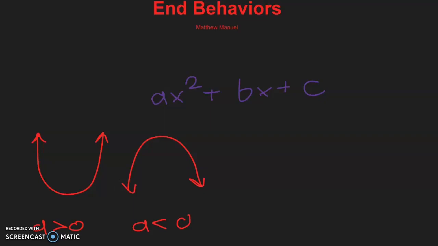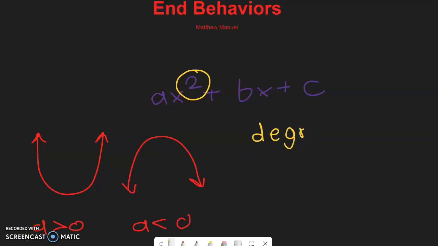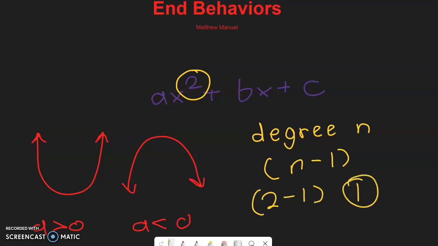infinity on both sides. We must also keep in mind that the degree, or the largest exponent, also determines what the end behavior looks like. Degrees determine how many turning points we have in a graph. To find the number of turning points, we subtract 1 from our degree. Since we have 2, we subtract 1, and we get 1 turning point for the function.